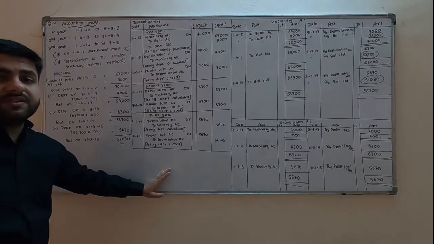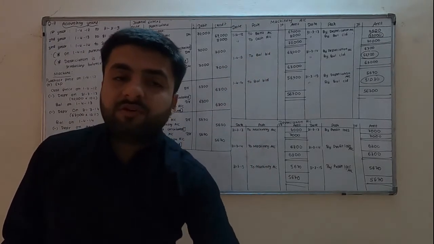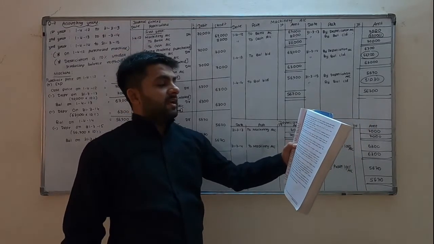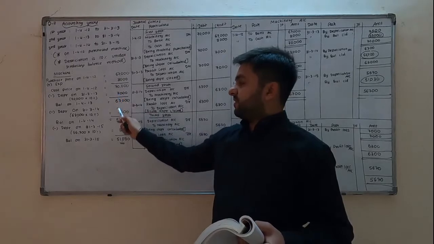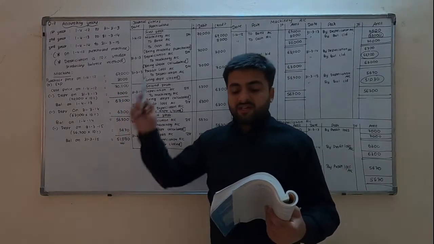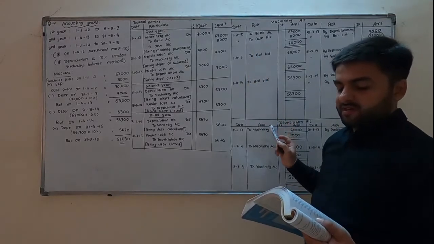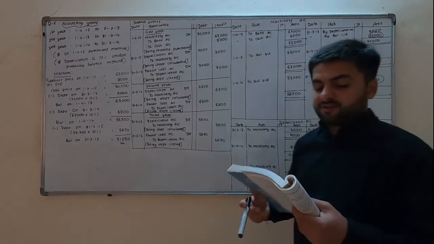Journal entries for 3 years are also shown. Machinery account and depreciation account is also shown. Now you read the question again. Ascertain the amount of depreciation, means each year's depreciation we know 7,000, 6,300, 5,670. Then pass journal entries and prepare machinery account and depreciation account. So journal entries for 3 years, machinery account, depreciation account is also there.